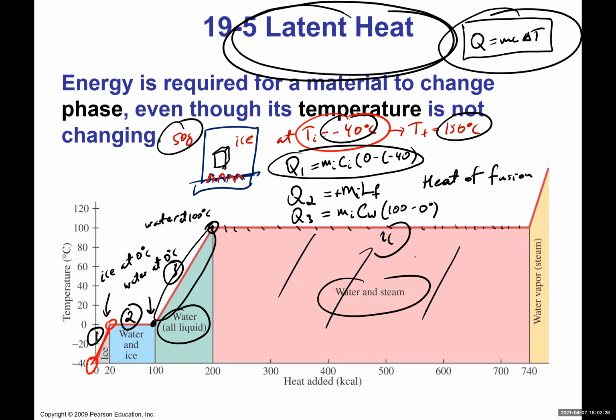Let's call this stage 4. So the energy for stage 4 will again be the equation for latent heat: mass of water times the heat of vaporization. This means we are converting from liquid to gas, liquid to steam. There you go. And again, we put positive because we are adding energy to vaporize it. Then we get to this point now.